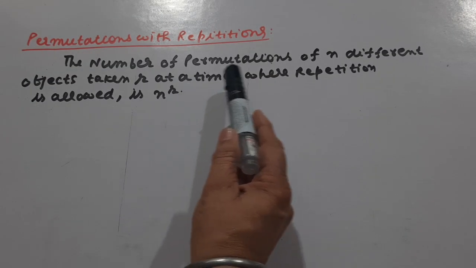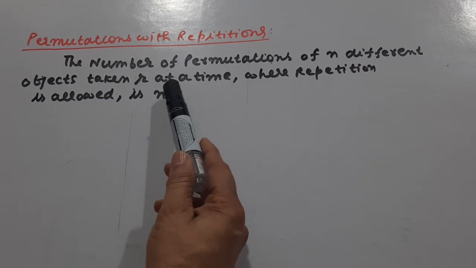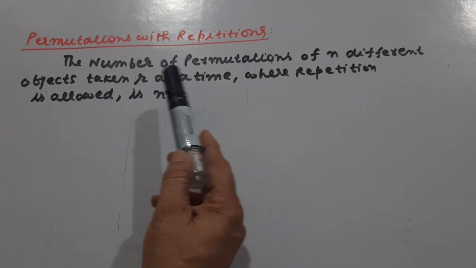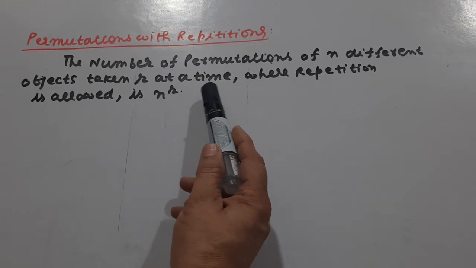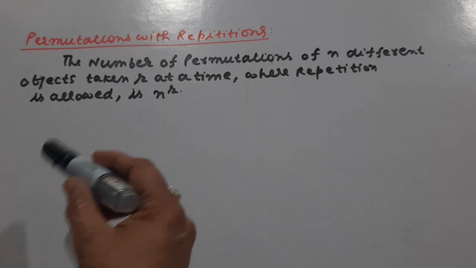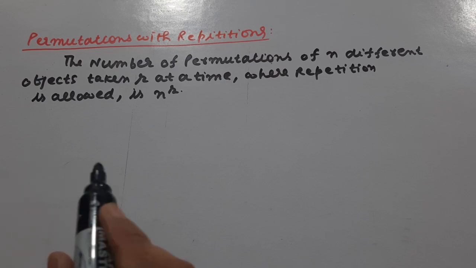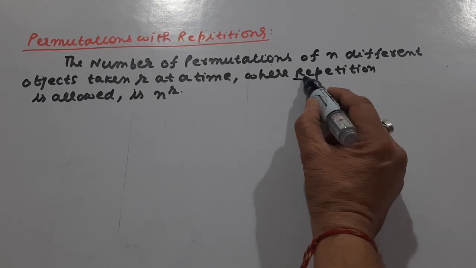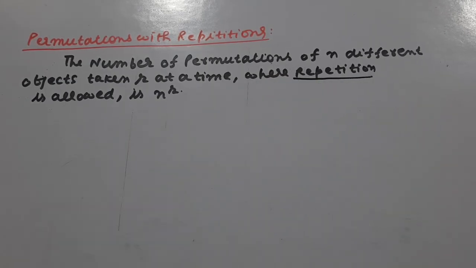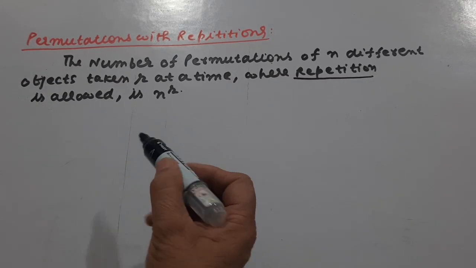The number of permutations of n different objects taken r at a time, where repetition is allowed, is n power r. Now here repetition is allowed to us, so the number of cases will be n power r.